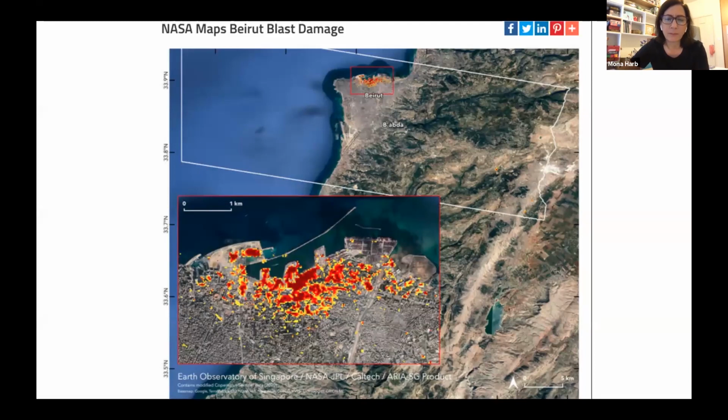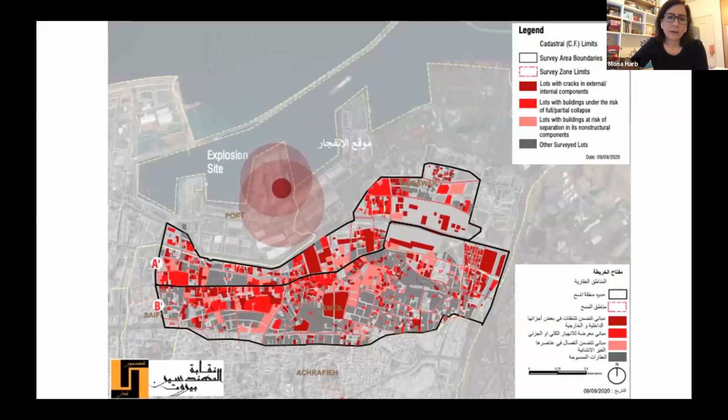These are some maps that show you the extent of the blast. This is taken from the NASA satellite imagery. And this is one of the maps being shared by the Order of Engineers and Architects in Beirut that try to assess the extent of the blast across the mostly touched neighborhoods of Karantina, Mar Mikhail, and Jamaica, down to the river of Beirut that you see to the east.